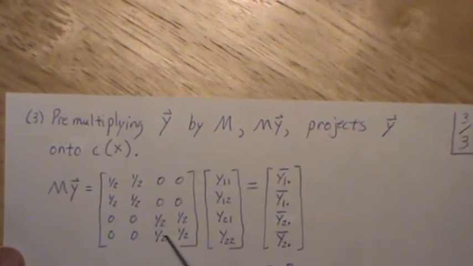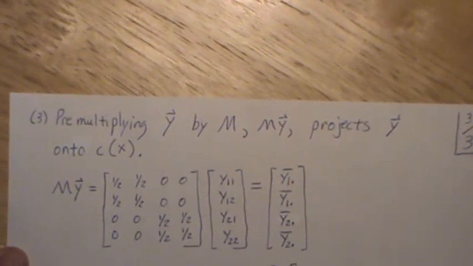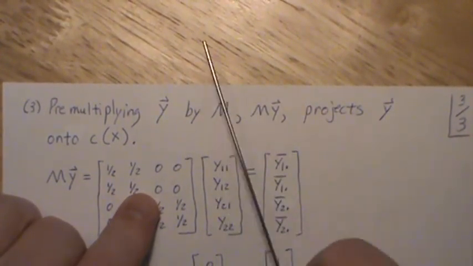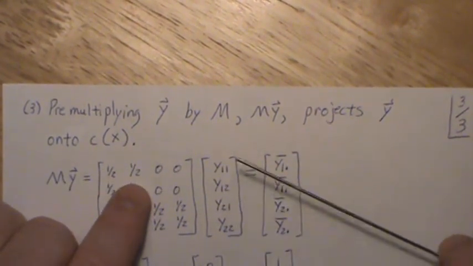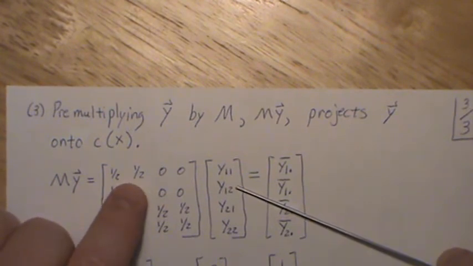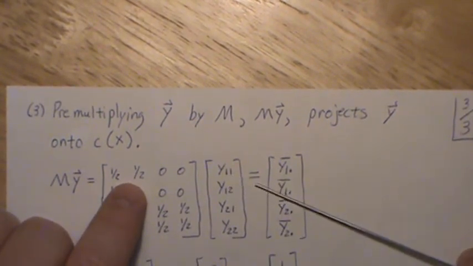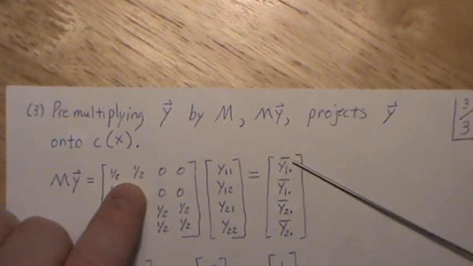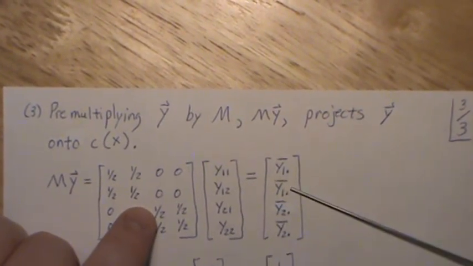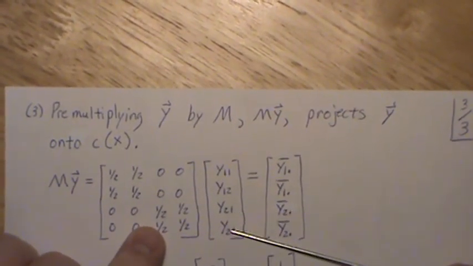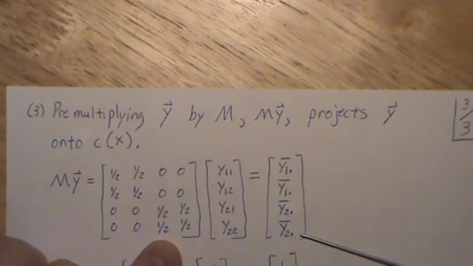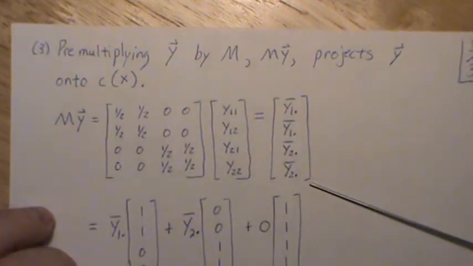So this is M, remember it's the block diagonal matrix, and this is a generic y. And notice when we do this multiplication that we get y11 plus y12 divided by 2, which is really the mean of group 1. So it's y1 star bar. So this is the mean of group 1. And if we do it for the second row, we get the same. And for the third row, it's the group mean of 2, which is this, the same way for the fourth row. Okay. Now let's look at this in more detail.